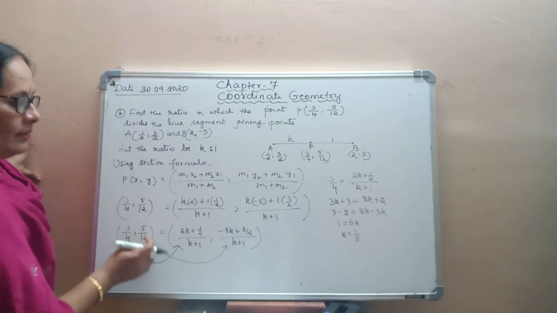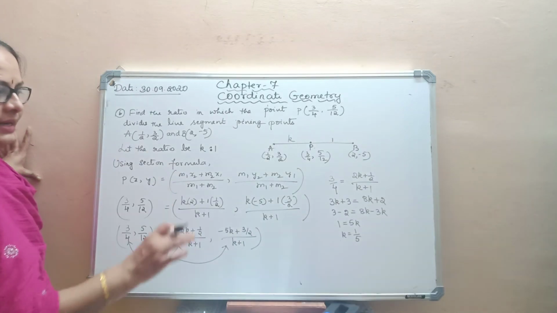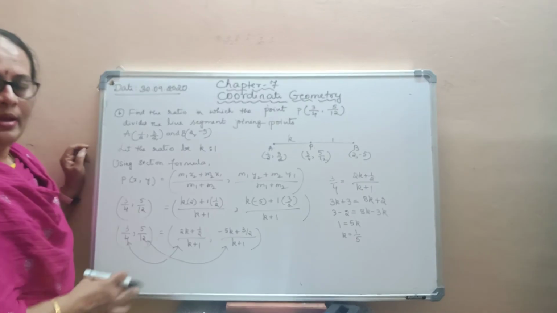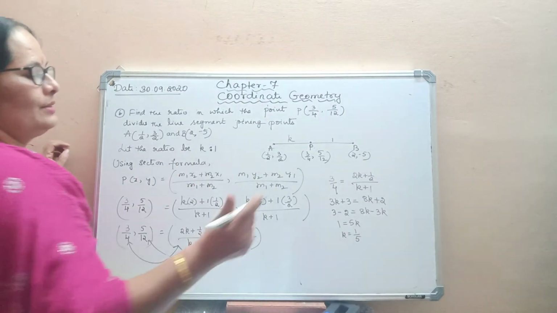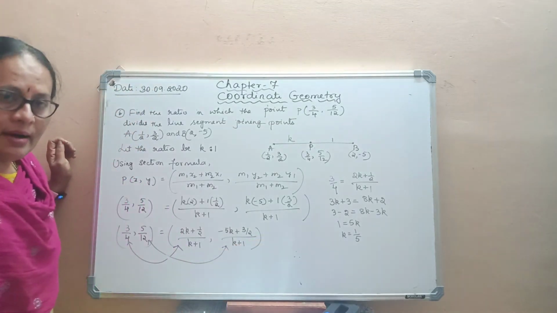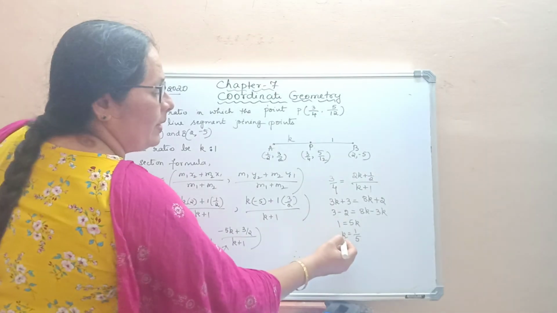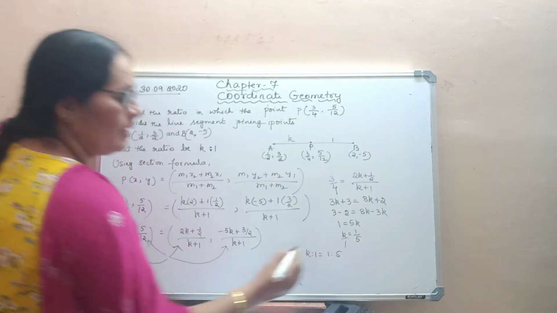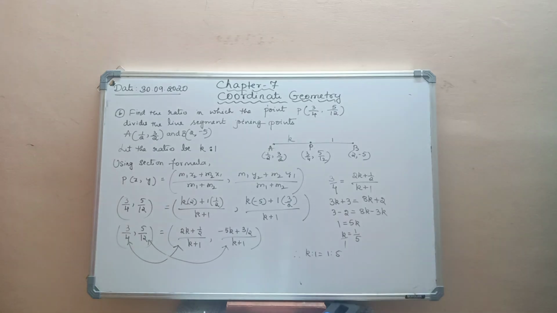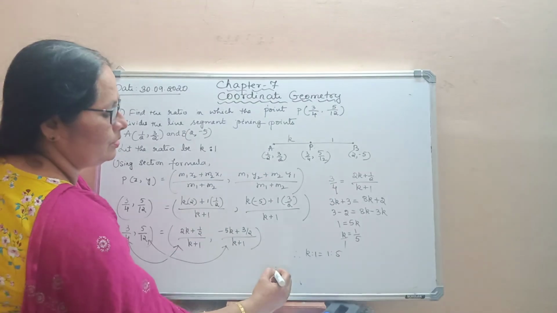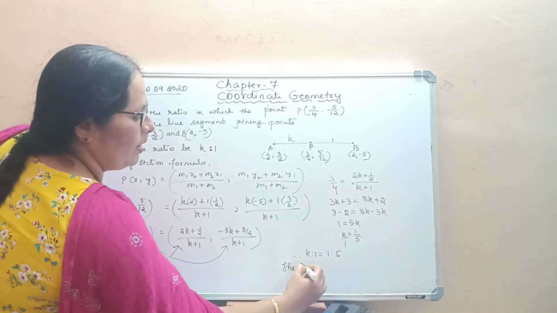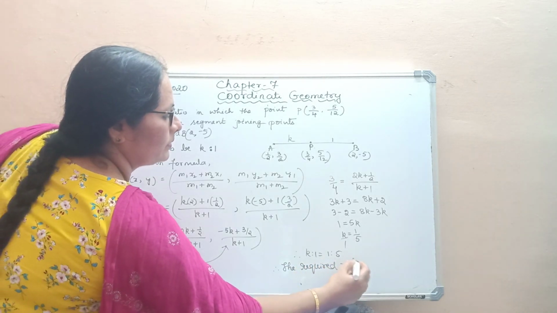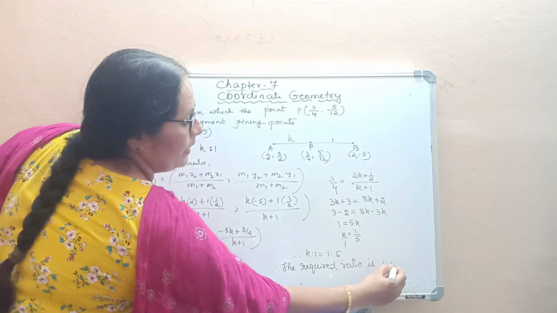If you solve the y coordinate, you will also get k as 1/5. So you can take any one and solve to get the k value. So the line is divided in the ratio k is to 1. It means k is to 1 is 1 is to 5. Therefore, the required ratio is 1 is to 5.